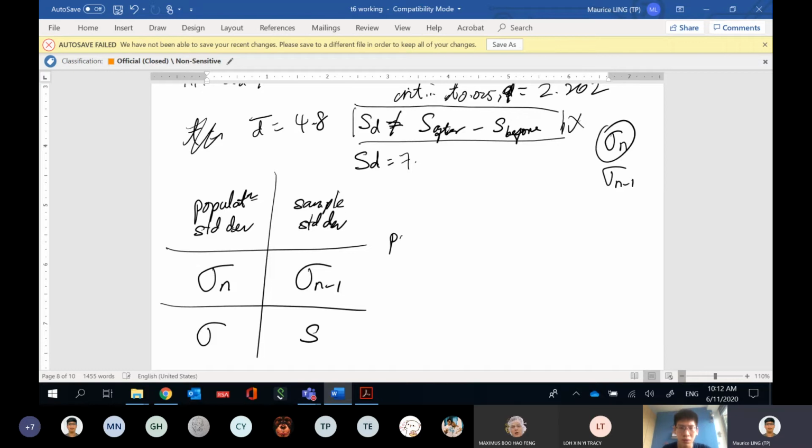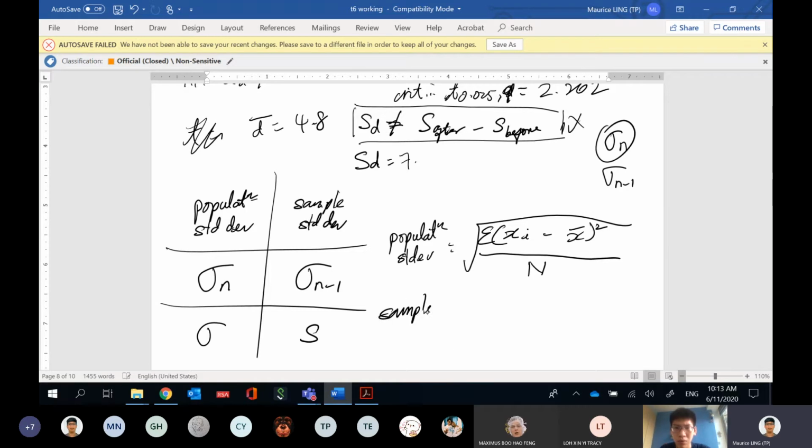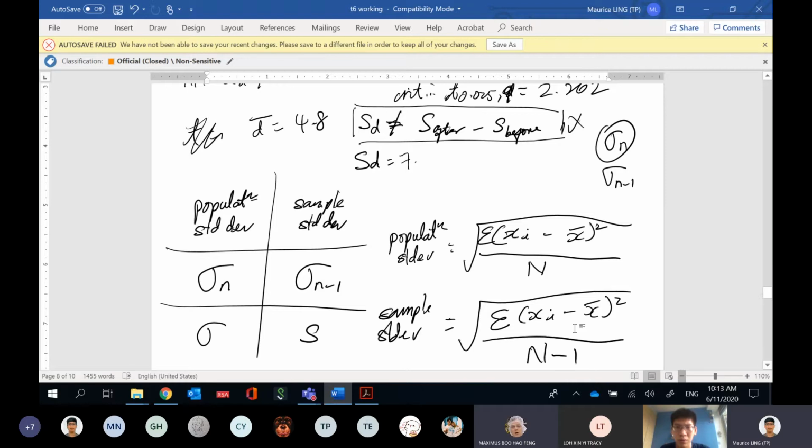Why? Population standard deviation, the equation is this: summation of x_i minus x mean, divided by n. Sample standard deviation is summation of x_i minus x mean, divided by n minus 1. So there's this difference between n and n minus 1. So you have to try out, you're supposed to use this guy.